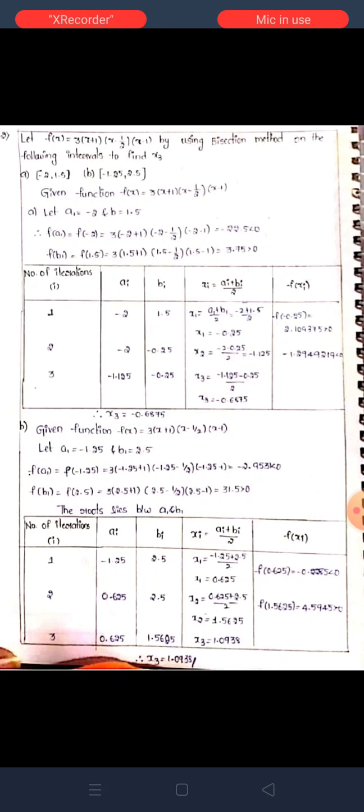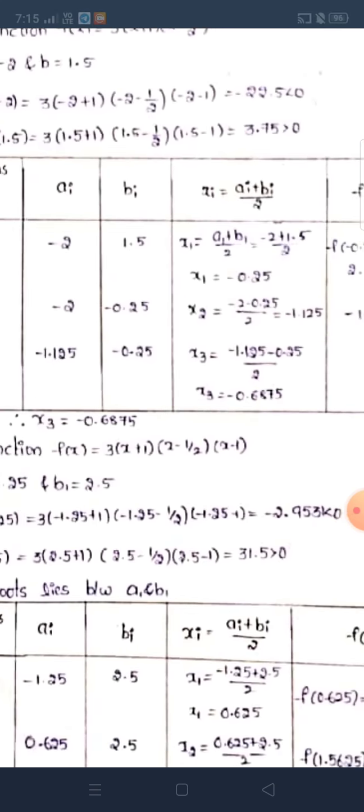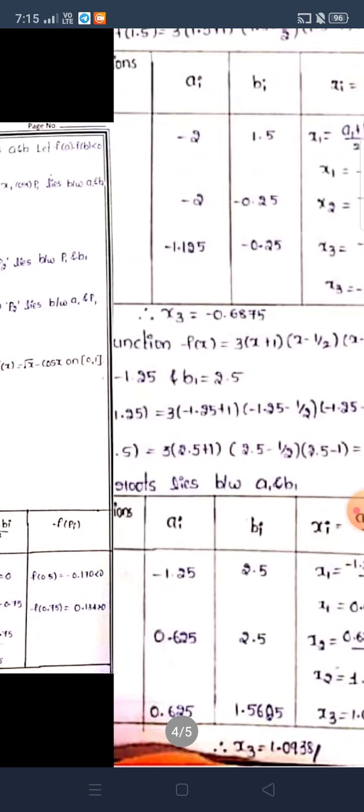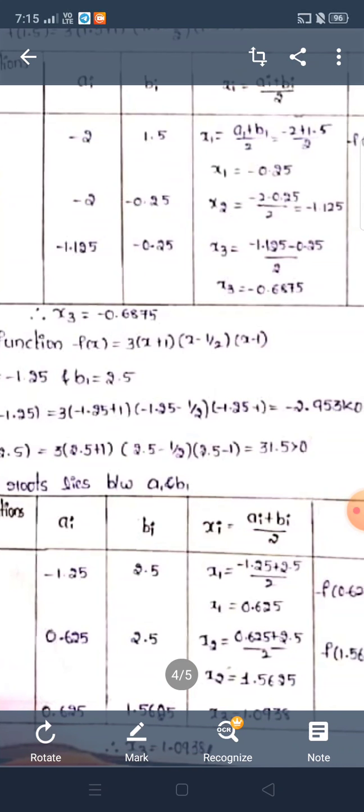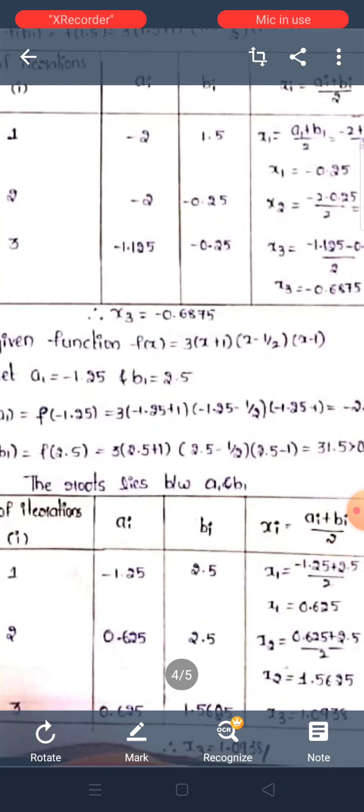I put i equals 1. a1 is equal to minus 1.25, b1 is equal to 2.5, x1 is equal to a1 plus b1 by 2, which is equal to minus 1.25 plus 2.5 by 2, which is equal to 0.625. f of 0.625 is equal to minus 0.2285. This is less than 0. Therefore, the root lies between 0.625 and 2.5.